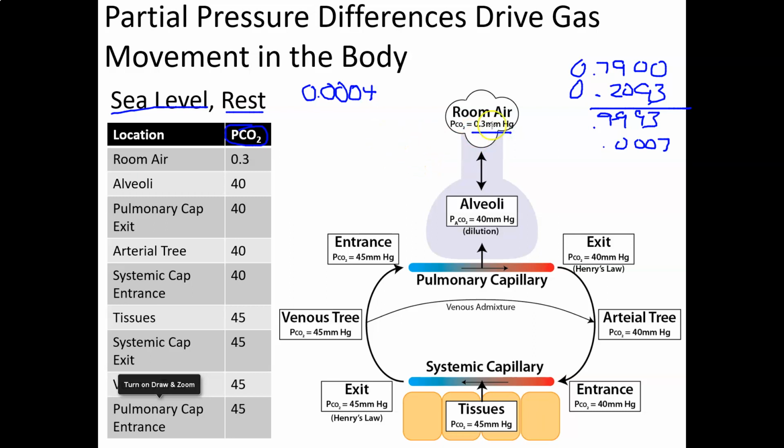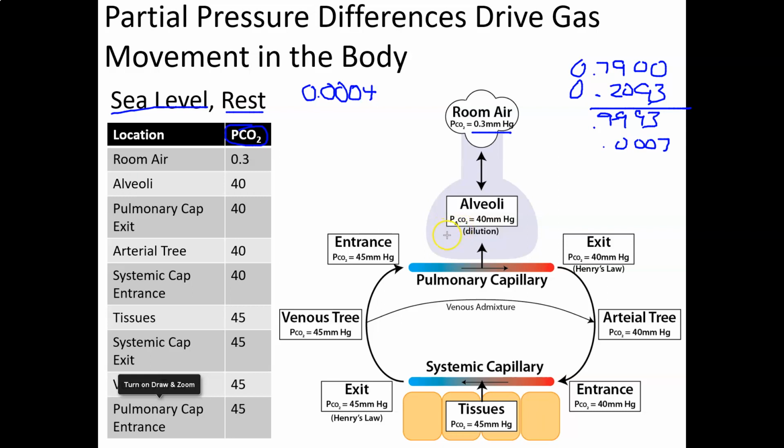What happens when we inhale room air, though, is the opposite of what happens with oxygen. Remember, the oxygen diluted, it went from 159 in the room air to 105 in the alveoli. But this time, we're actually going to concentrate the CO2. So we go from 0.3 into the alveoli. That goes up to 40. So 40 millimeters of mercury would be the PACO2, the partial pressure of CO2 in the alveoli.